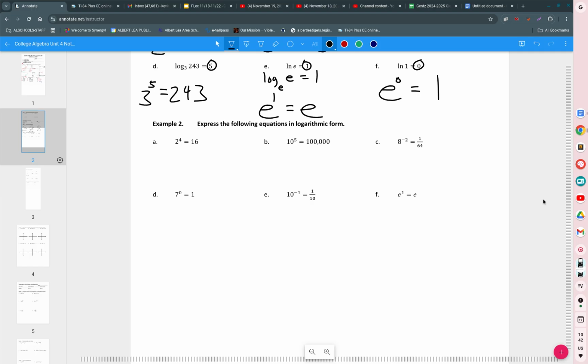We should be able to rewrite it the other way as well. Express these in logarithmic form. So this is log base 2 of 16 is equal to 4. The exponent always goes on the end. Log base 10. I don't have to write the 10 because that's what's assumed for logarithm. So log of 100,000 is equal to 5. If you do write base 10, I'm not going to mark that wrong. Next one, log base 8 of 1/64 is equal to negative 2.